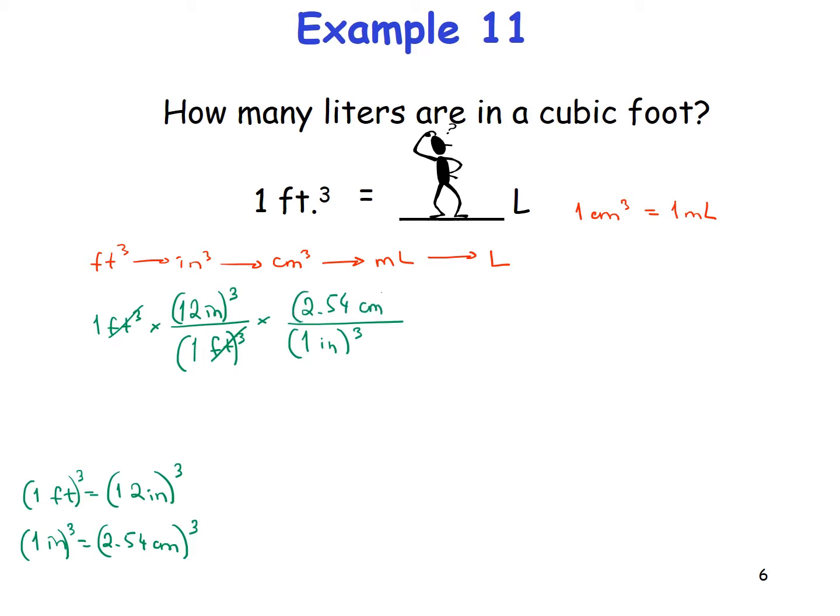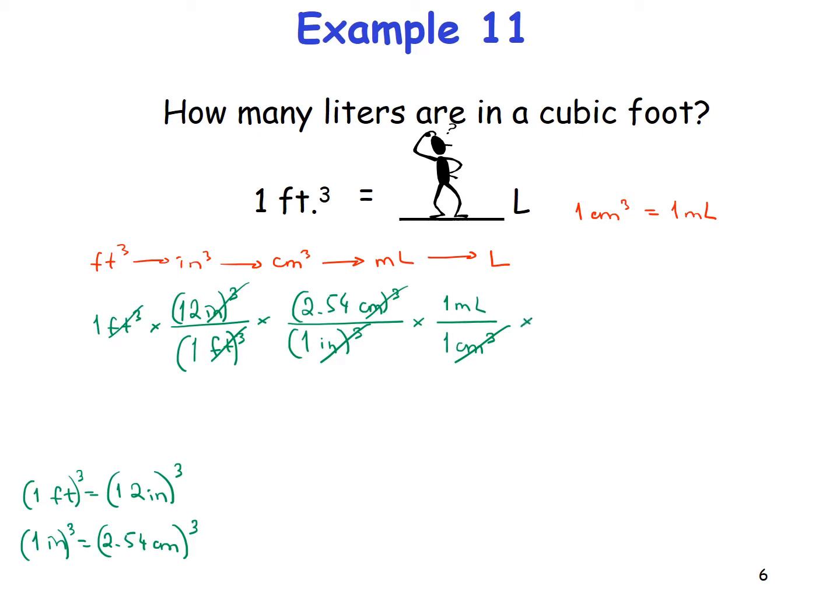So here we write down that 1 cubic inch is 2.54 cubic centimeters, and this will allow us to get rid of that. Times, this is just a unit conversion because number wise they're the same.